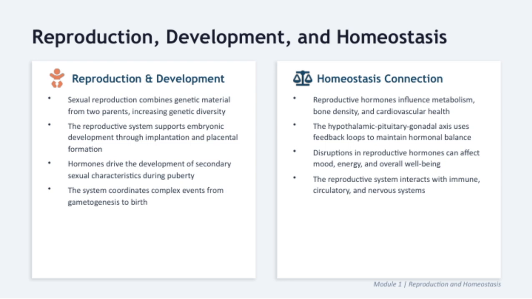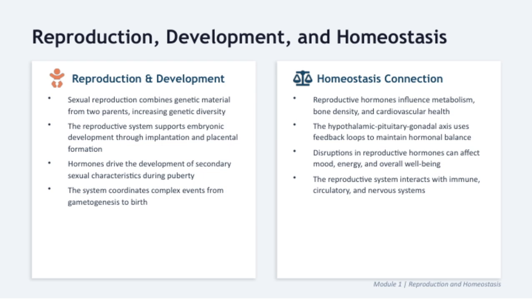Throughout life, the reproductive system coordinates complex events, from gametogenesis, which is the formation of eggs and sperm, all the way to birth. It's a remarkably intricate process that underscores the importance of this system in human development and continuity.